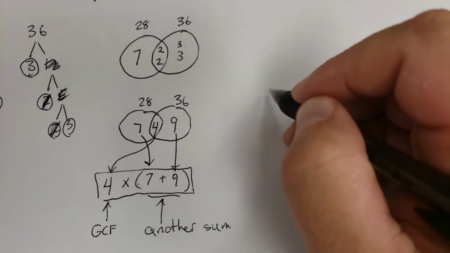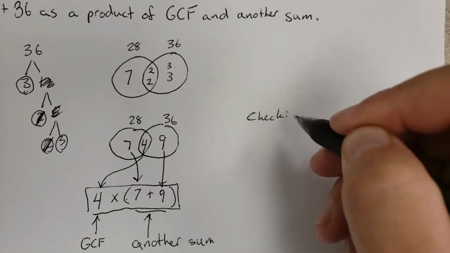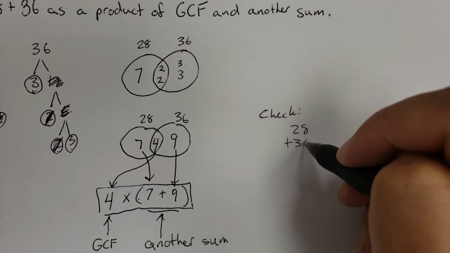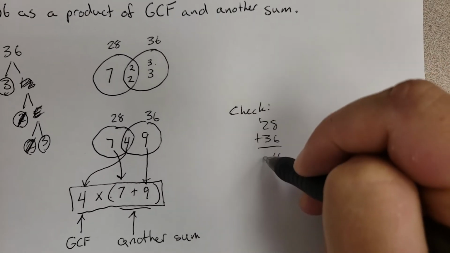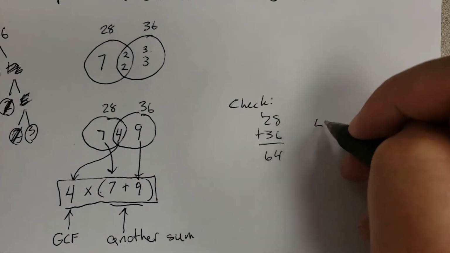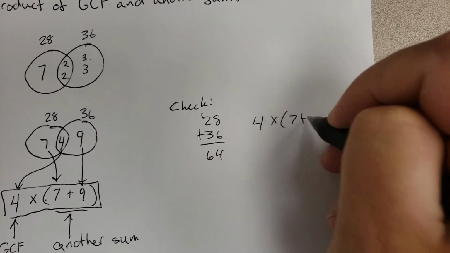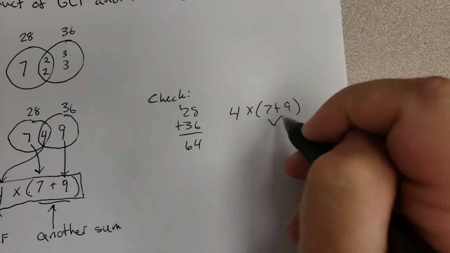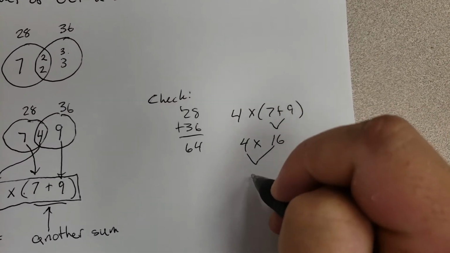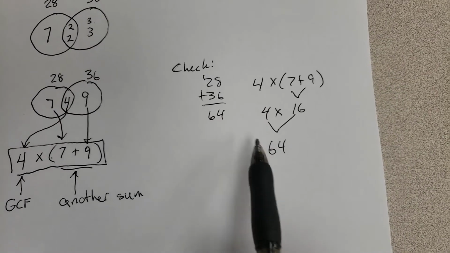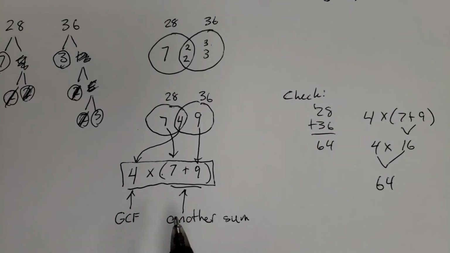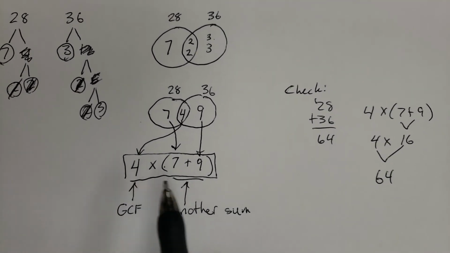But if I want to check my work, I can first add these two together. So 28 plus 36, and that is going to be 4, carry the 1, 64. And then I can do PEMDAS with this. 4 times 7 plus 9. 7 plus 9 is in parentheses, so I add that first, and then I multiply that times 4, and 4 times 16 is 64. They are the same thing, this and this. But now this is a product of the GCF and another sum.